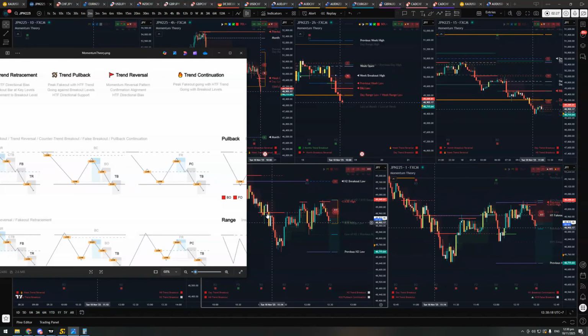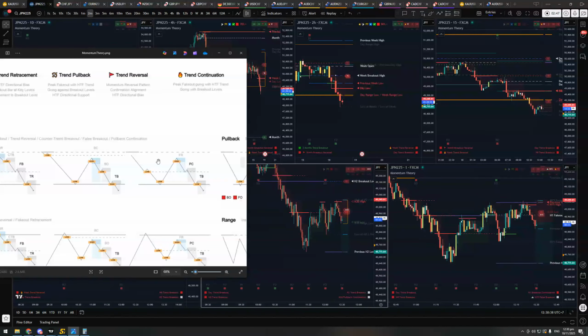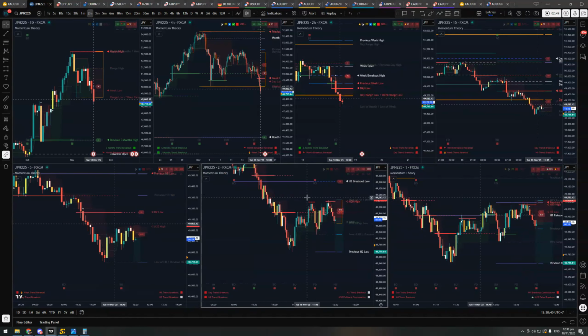We have a breakout of the M30 low, and then price came up, faked out the high above that breakout level. So we're in this one, breaking out below the low, got back above the breakout level, faked out the high. That's a fake out retracement. And then this safe entry is when price gets back below that breakout level for the pullback continuation. So M30 is in pullback continuation, and that's a trade that I took.